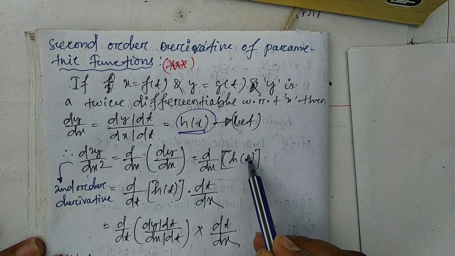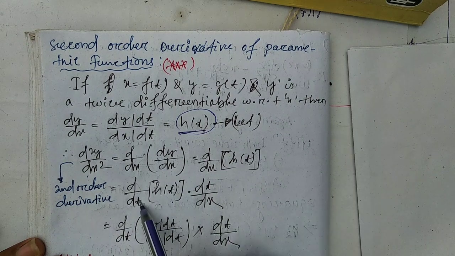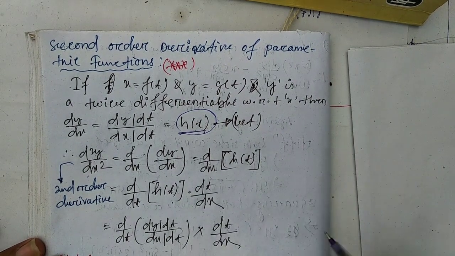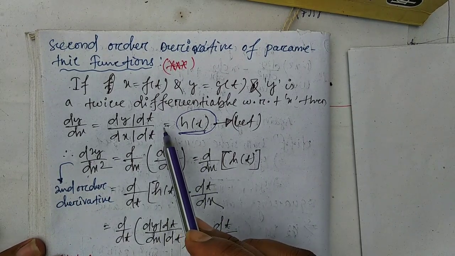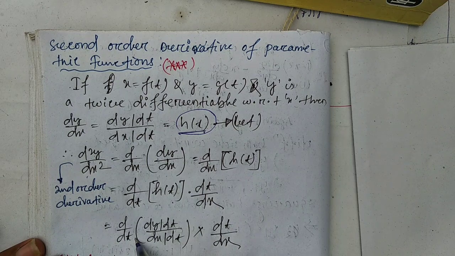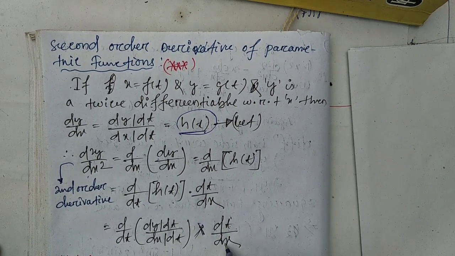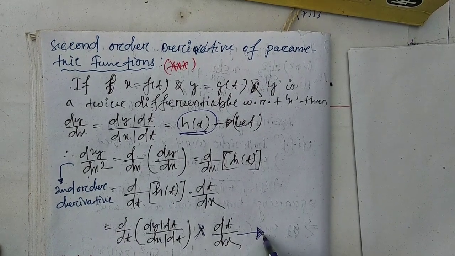So as this is a function of t, we have to differentiate with respect to x. It is not possible directly, so we have to differentiate with respect to t, and again multiply by dt by dx. So after obtaining the first derivative, just differentiate with respect to t, then multiply by the quantity dt by dx. That's it. This expression will give us the second order derivative.